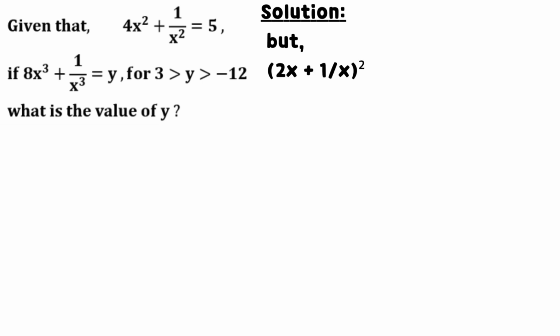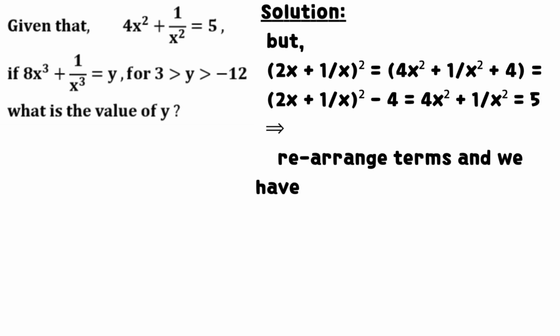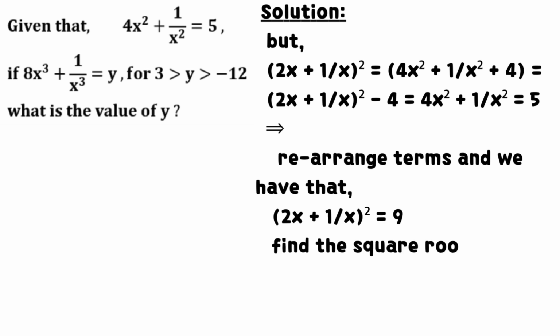The sum of the square of 2x and 1/x equals the sum of 4 times the square of x, 1 divided by the square of x, and 4, which equals the sum of 4 times the square of x and 1 divided by the square of x, which equals 5.